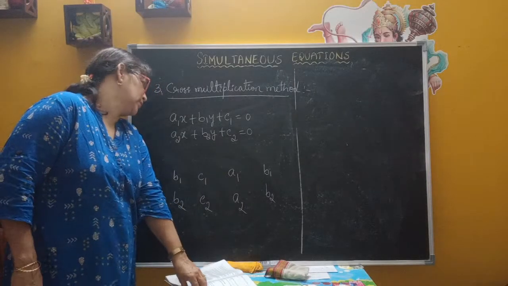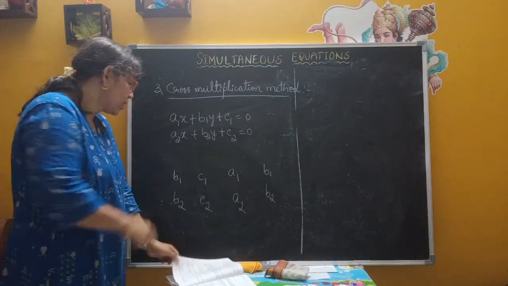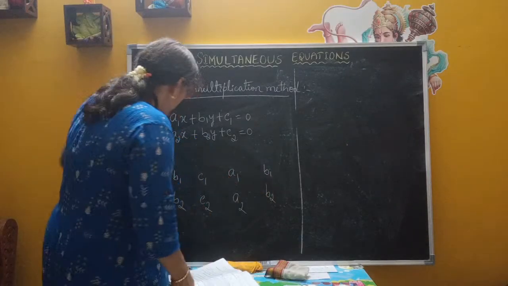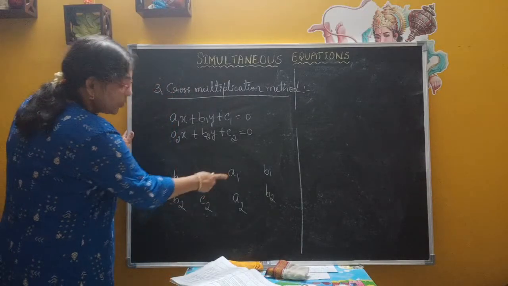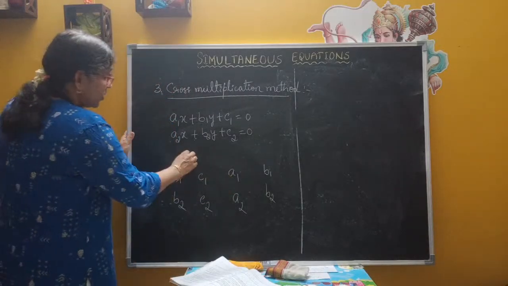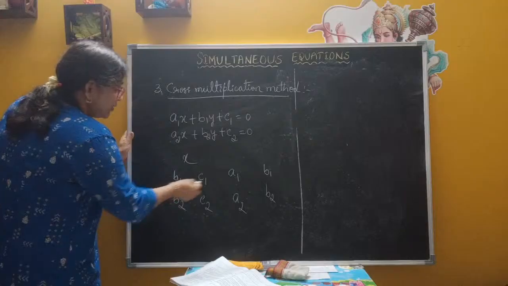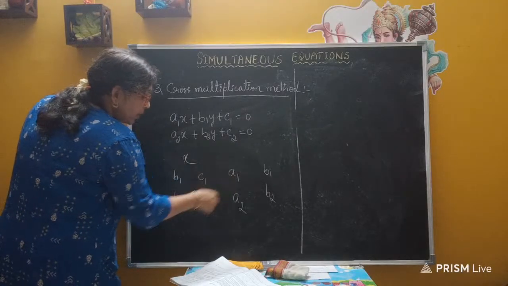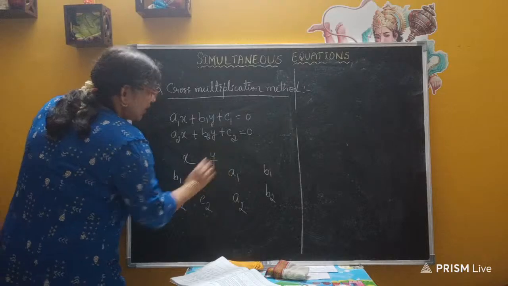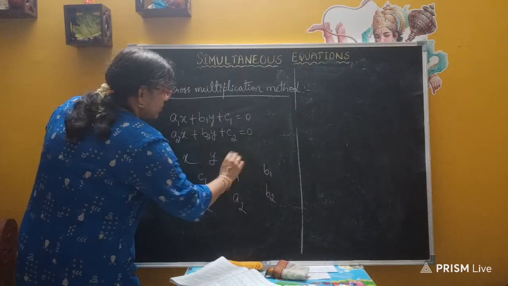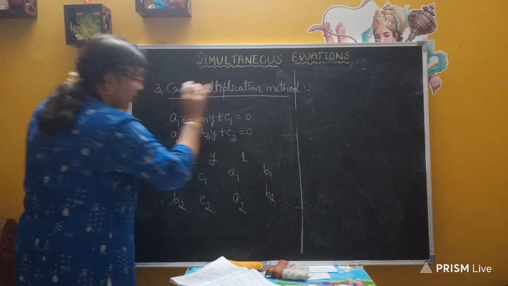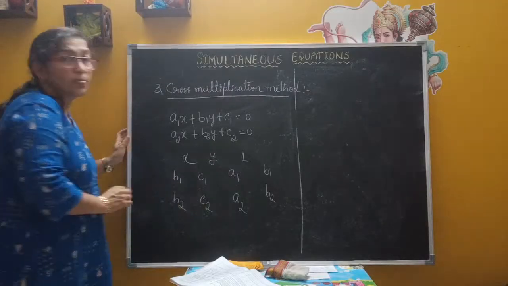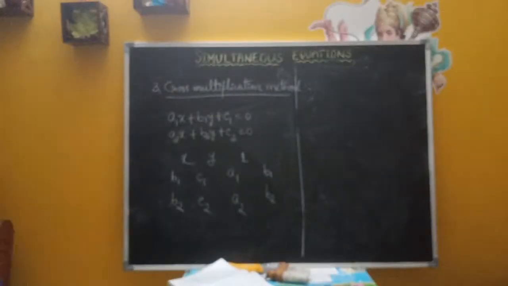First, we need to do this. In the first column you write b1, b2, and in the last column also b1, b2, and here c1, c2, and a1, a2. Now in between b1, c1, b2, c2, we write x. And in between c1, a1, c2, a2, let us write y. And in between these two sets, we write 1. And now, let us cross multiply.